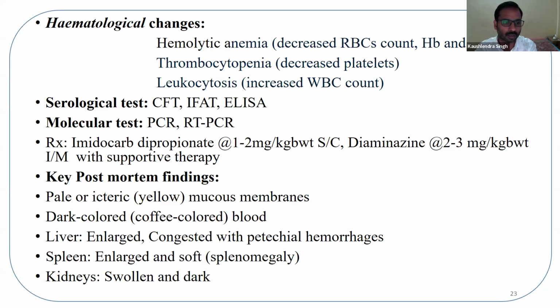The key postmortem findings are pale or icteric yellow mucous membrane, dark yellow to coffee-colored blood, liver enlarged and congested with petechial hemorrhage, spleen enlarged and soft, and kidney swollen and dark.